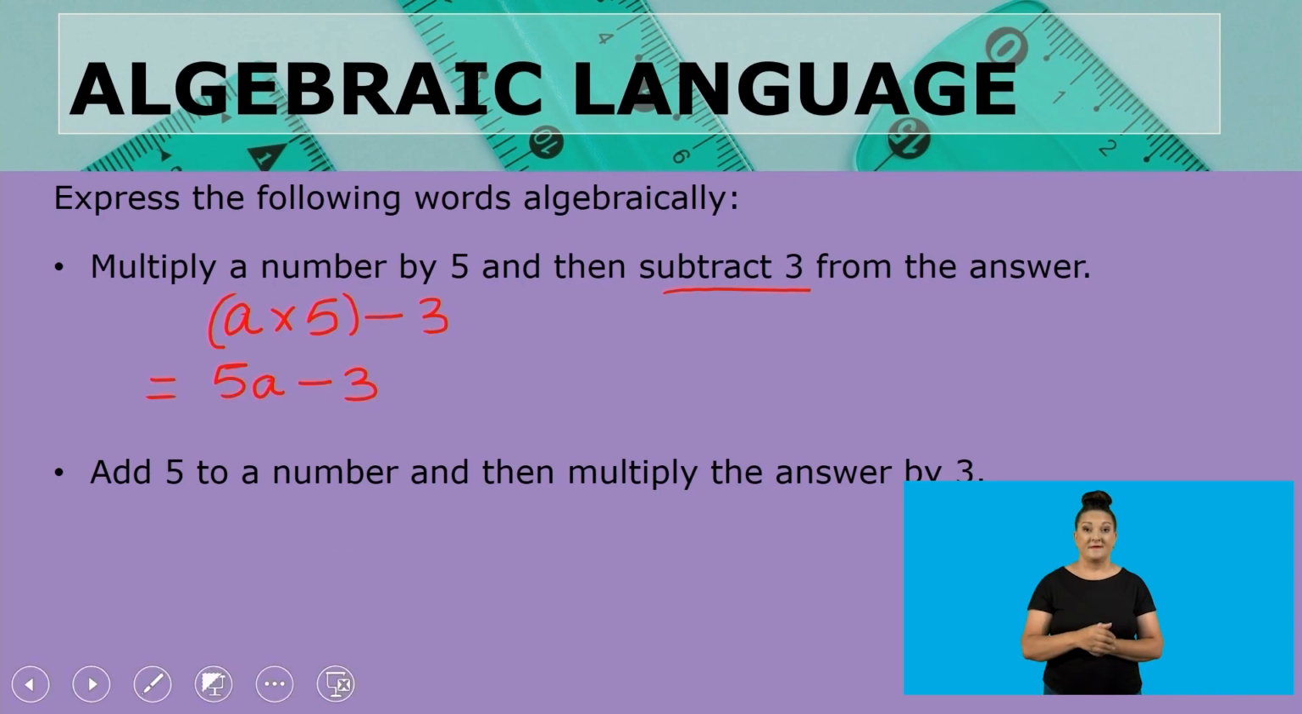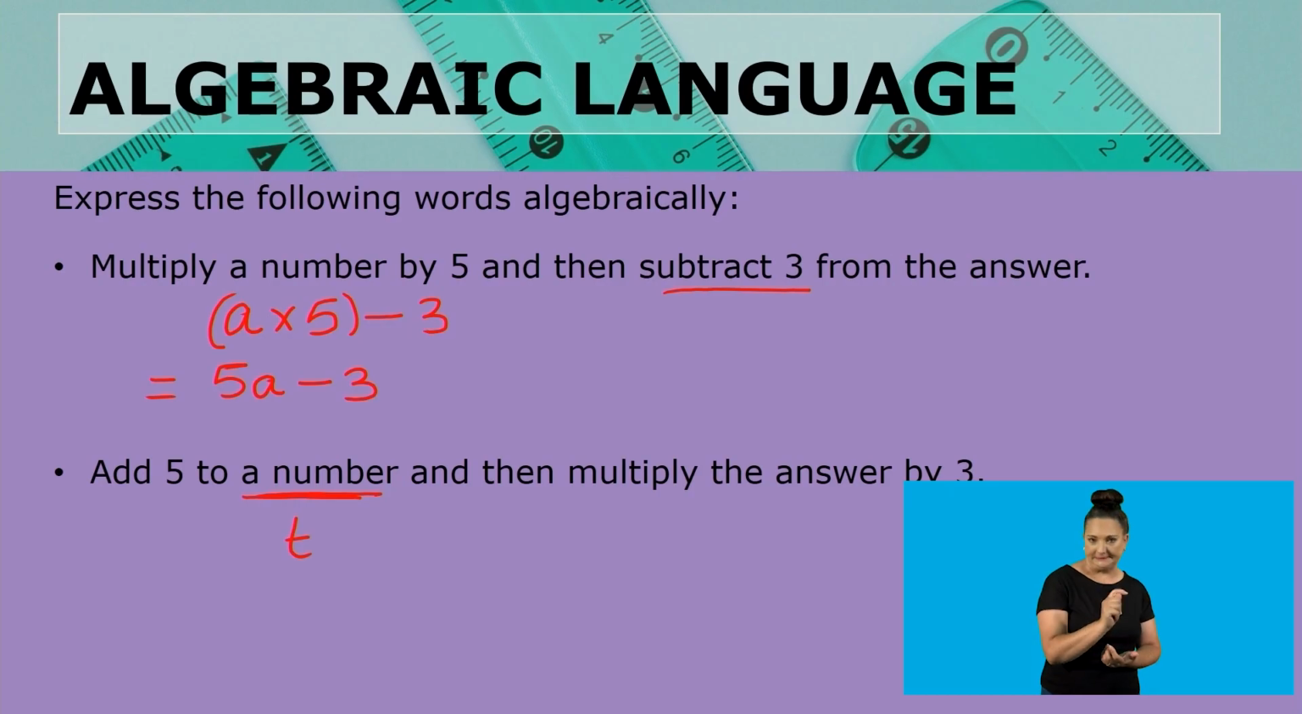It says there, add 5 to a number and then multiply the answer by 3. So what do we start with here? We are starting with a number. So remember, this can be any letter that we want. So I'm going to use T in this instance. So we are going to add 5 to a number. So that means this number, and we are going to add 5. And then multiply the answer by 3. So whatever we have as our answer here, we are going to multiply it by 3.